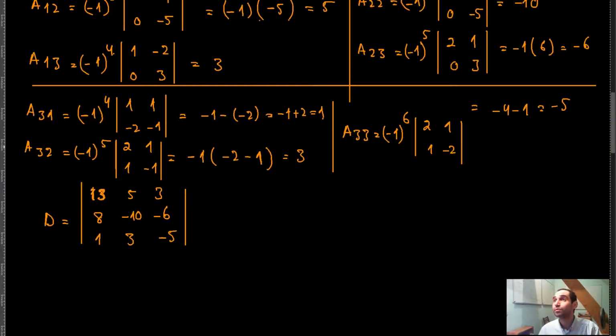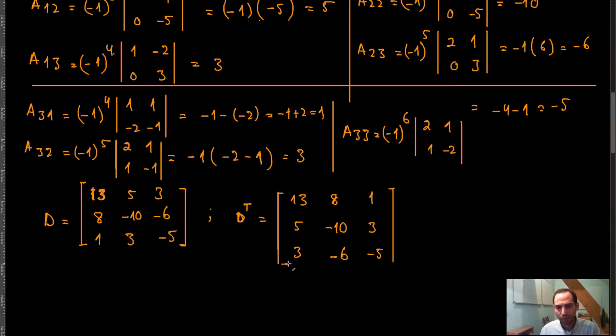Now let me check if my matrix is okay. If I take the transpose of this matrix, D transpose, I get 13, 8, 1, 5, negative 10, 3, and 3, negative 6, and negative 5. This is the right matrix, and this is now the adjoint of A.